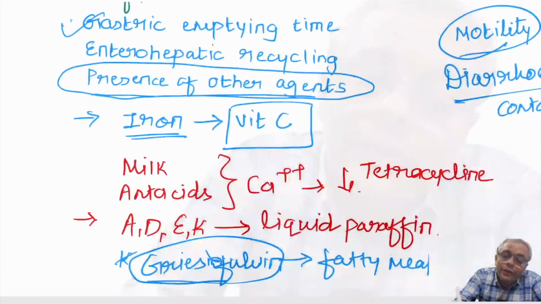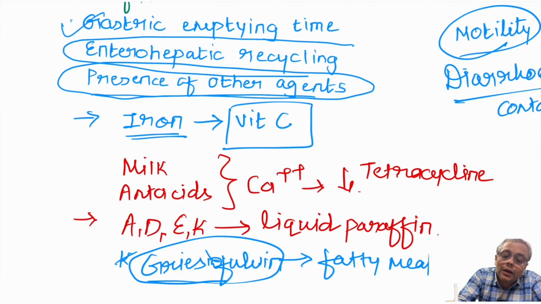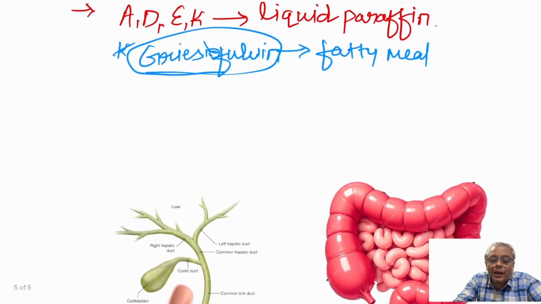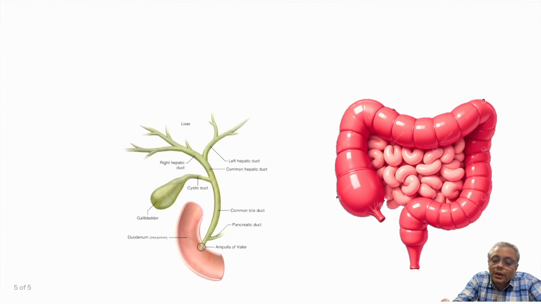Okay, so now the next is enterohepatic recycling. But for that, first you have to understand this concept. What is this enterohepatic recycling? Here you can see that this is the liver and this is the bile duct, and this bile duct, you all know, opens in the duodenum. Okay, so now suppose, say for example, you have taken the drug morphine.